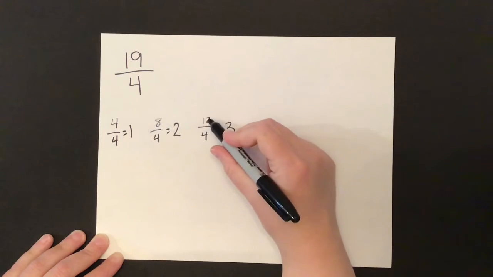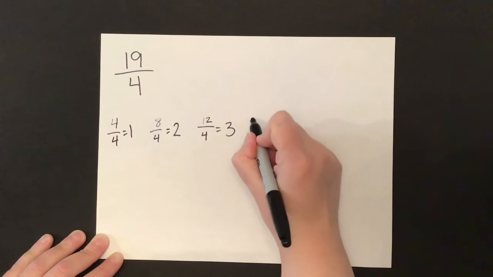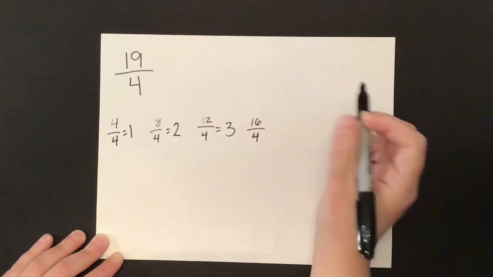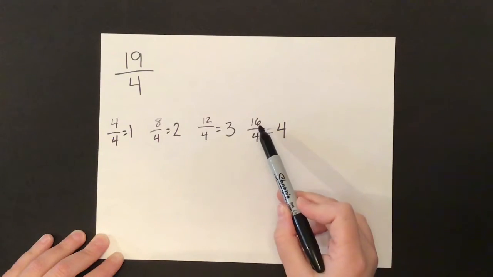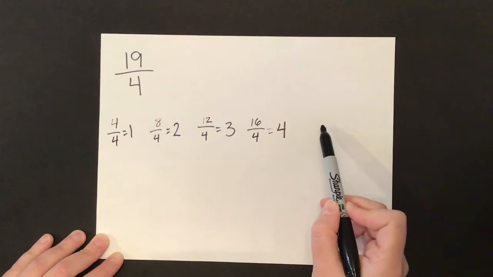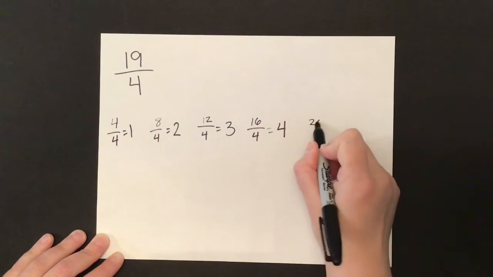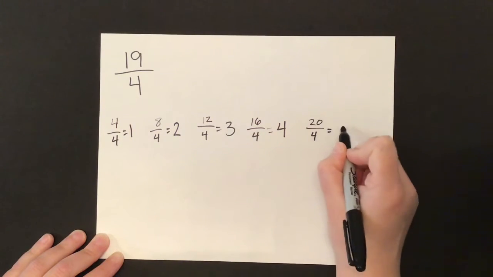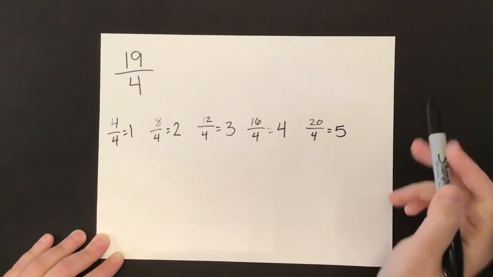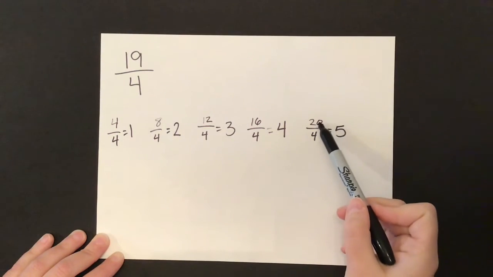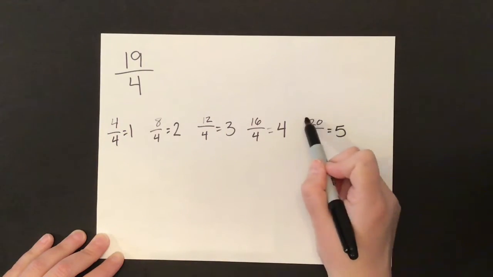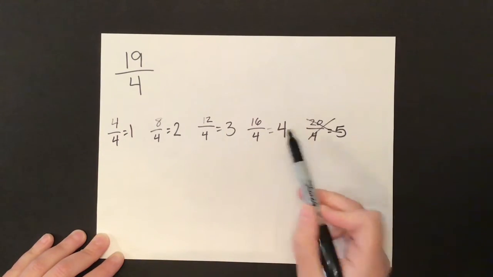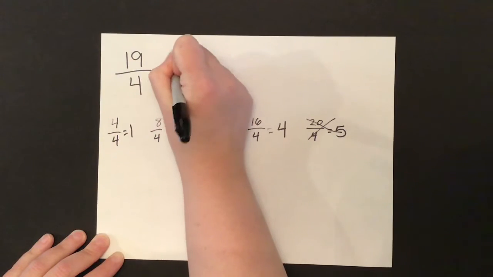12/4 plus another 4/4, that would be 16/4. That gives me 4 wholes. And then if I try to do 4/4 more, that takes me to 20/4, and that would be 5 wholes. 20/4 is too big. I only have 19 pieces. So we're going to stick with the 4 wholes.